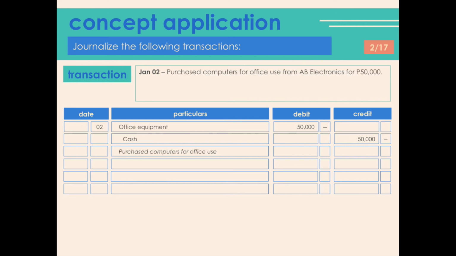January 2, purchased computers for office use from AB Electronics for 50,000 pesos. Even though MA Computers is engaged in the sale of computers, the computers here are not merchandise inventory, and they will be recorded as office equipment since it was specified that these will be used in the office. We therefore debit office equipment and credit cash for 50,000 pesos each.